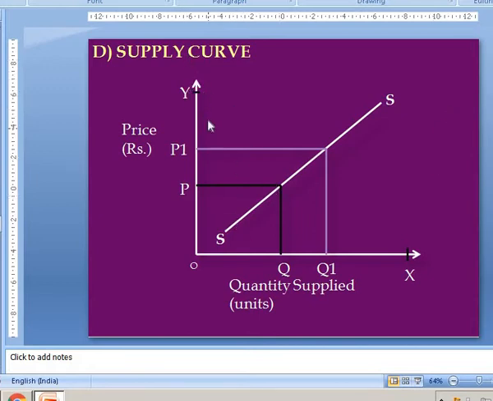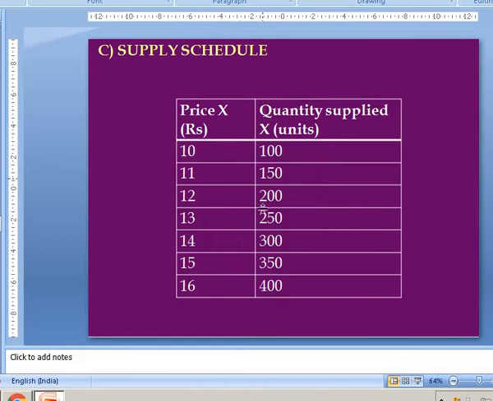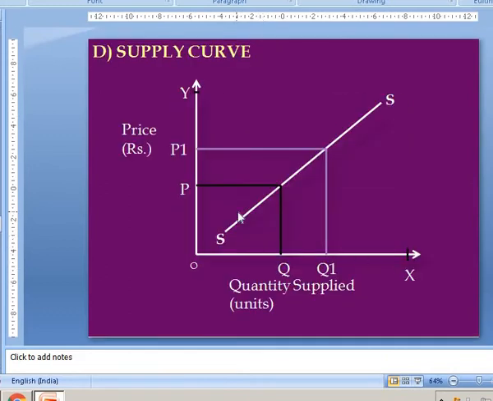The supply curve will have quantity supplied measured on the X-axis, while price is measured on the Y-axis. And if we plot each of these points from the table, it would result in drawing a curve which will have this kind of a shape. Now, what kind of a shape does this curve have? It has an upward rising, positive slope.